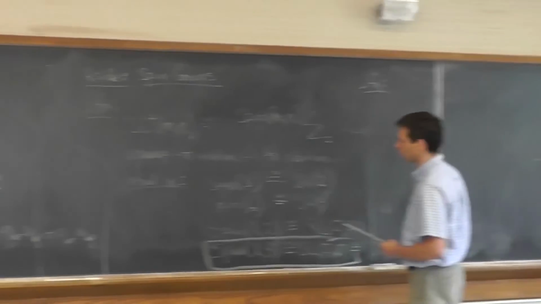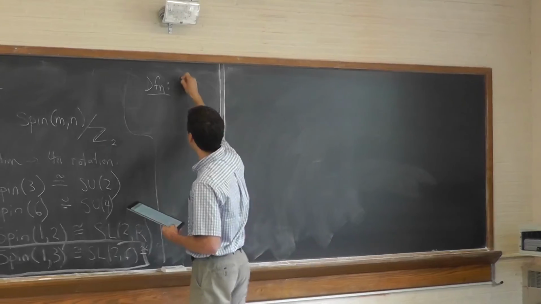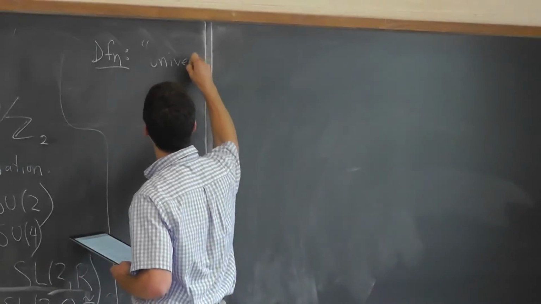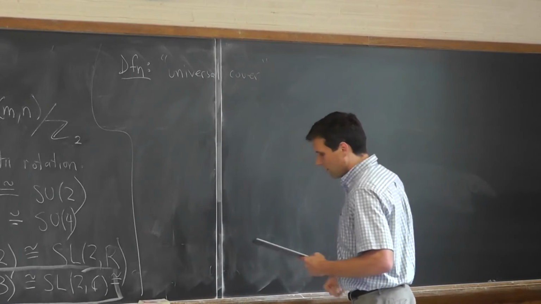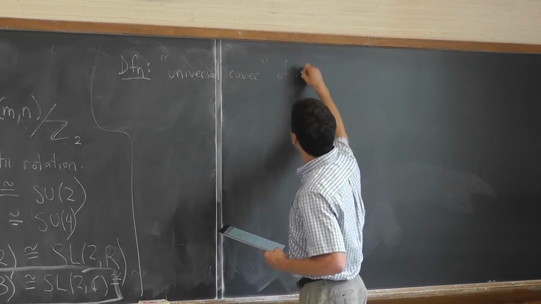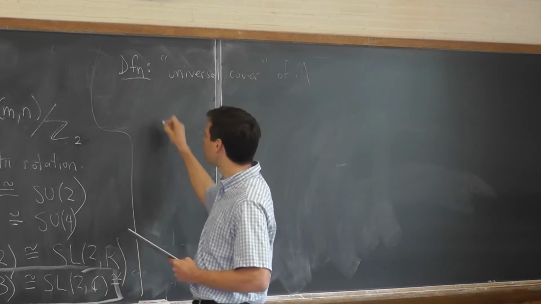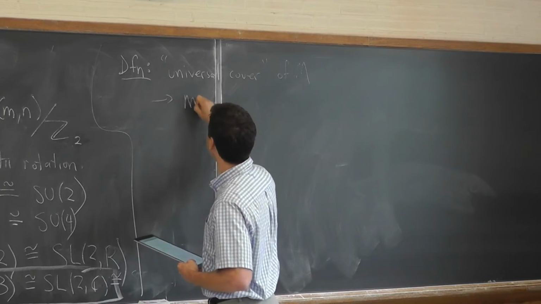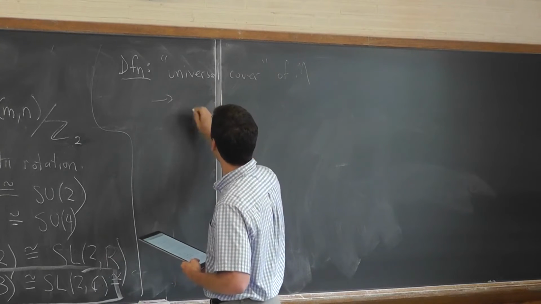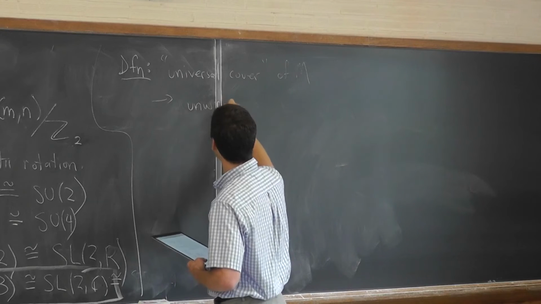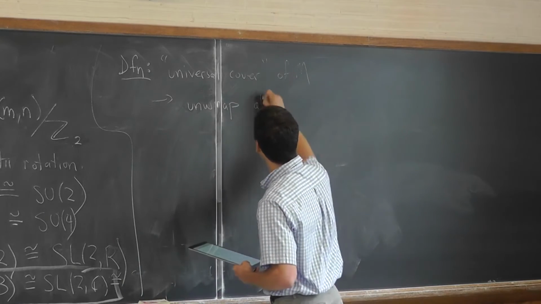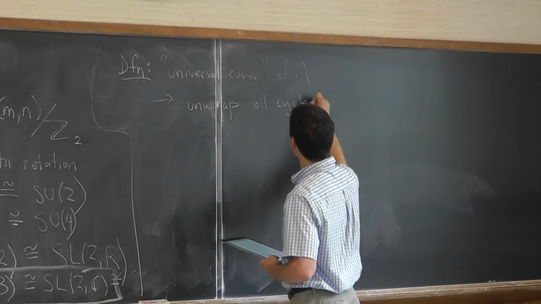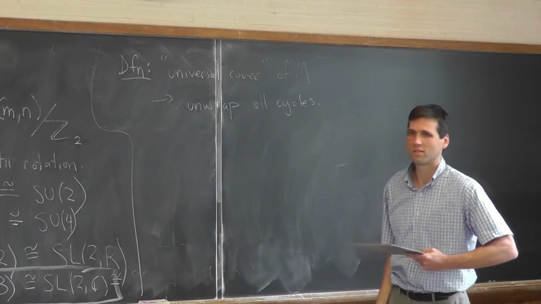Not quite done with spin groups yet. I'm going to define a couple things. One is the universal cover. The universal cover of a manifold is, okay, I know this is not a very precise definition. You can look at Wall for the precise definition, but it's the manifold you get by unwrapping all of the cycles.